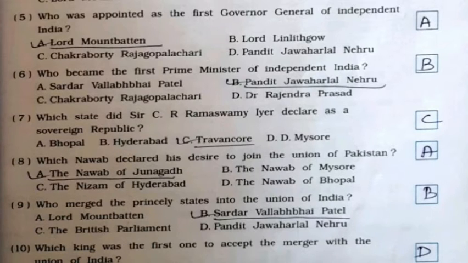Seventh, which state did Sir C.R. Ramaswamy Iyer declare as a sovereign republic? It's option number C, Travancore. Eighth, which Nawab declared his desire to join the Union of Pakistan? It's option number A, the Nawab of Junagadh. Ninth, who merged the princely states into the Union of India? It's option number B, Sardar Vallabhbhai Patel.